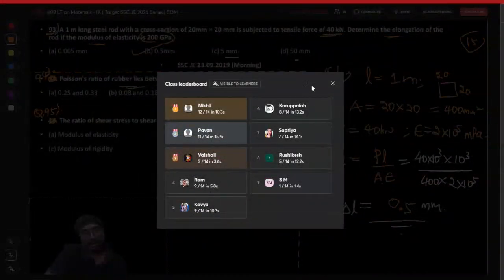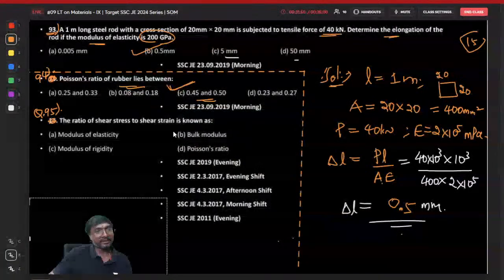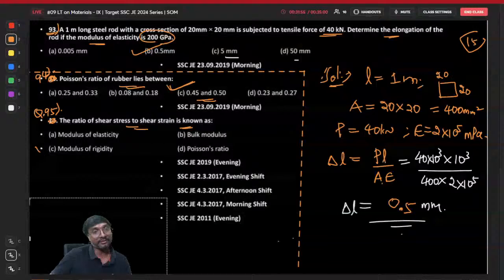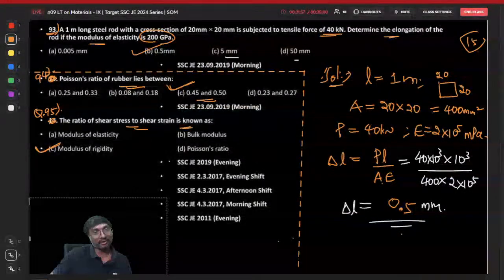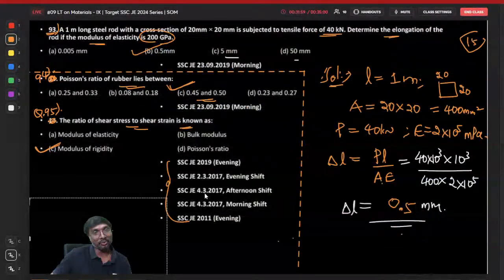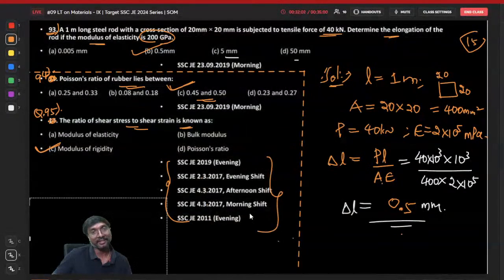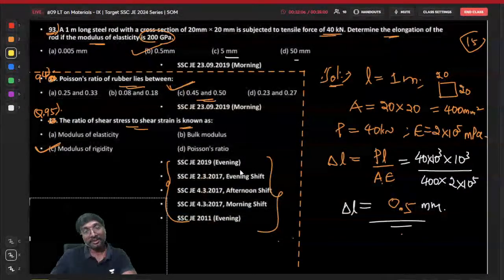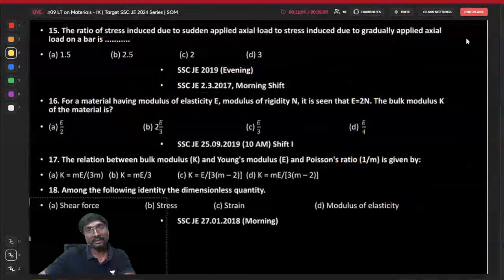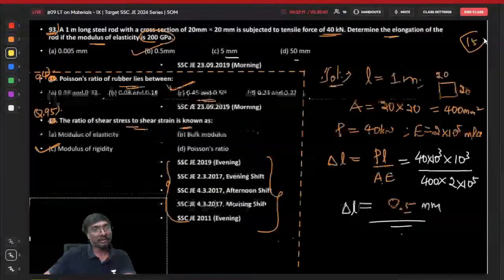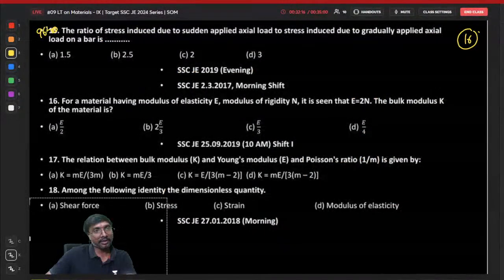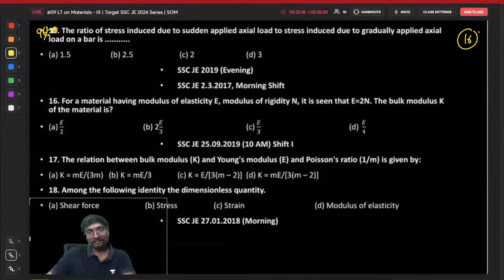This is the leaderboard now. Okay. Now the ratio of shear stress to shear strain is, which one? Modulus of rigidity. You observe in SSC JE itself, 5 times this question is given. Imagine, 5 times this question is given. They love this question like anything. This is your 96. Right. 6th time also will repeat.